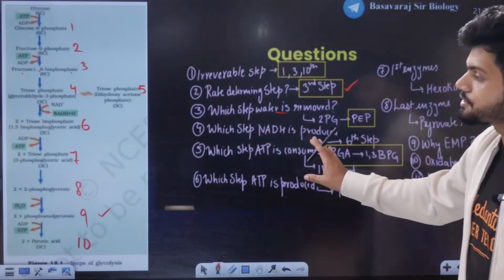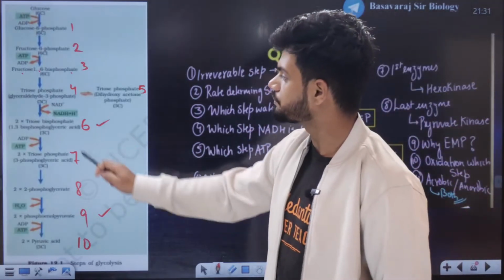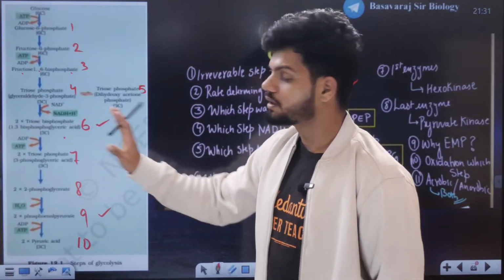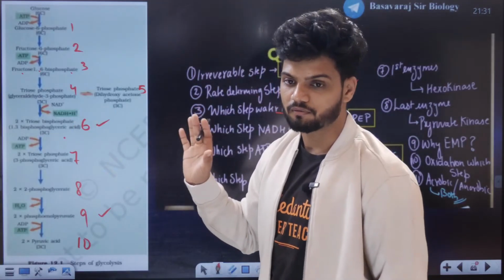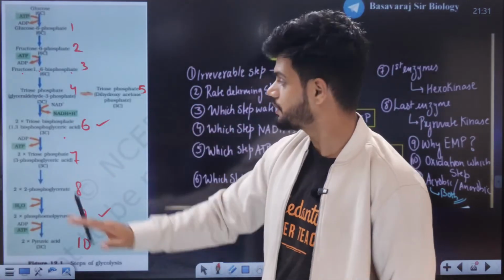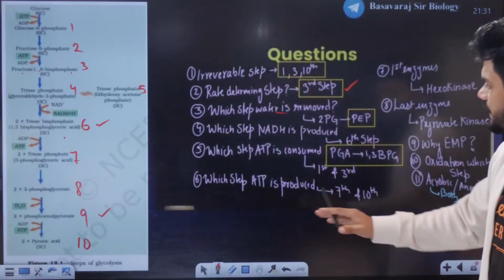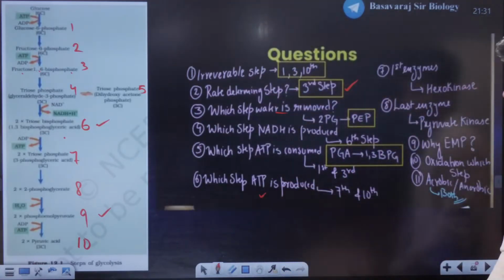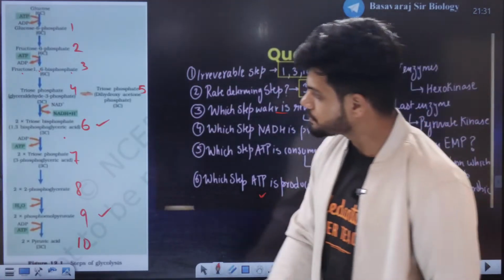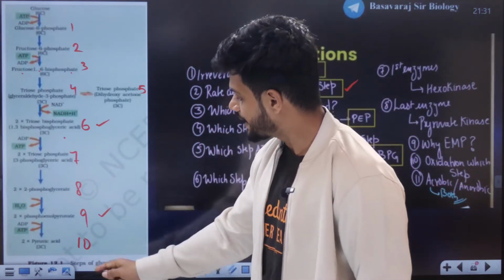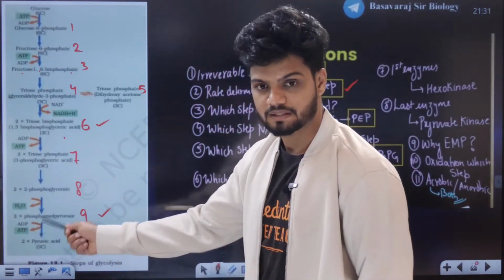In which step is NADH formed? In the sixth step, NADH is formed. They can also ask you in which step ATP is produced. ATP is produced in the 7th step and the 10th step.